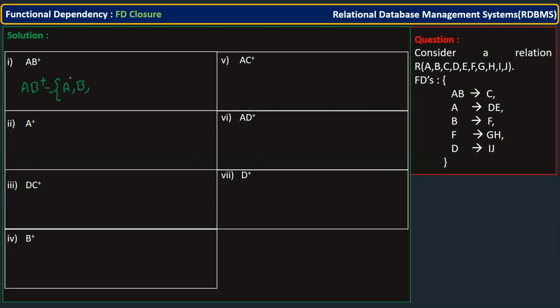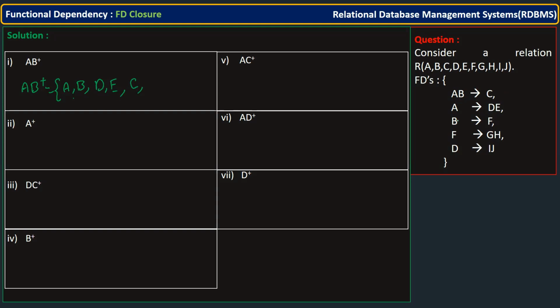Then who are all there in the set? A is there. So identify attribute A. Attribute A is deriving individually anything else? Yes, A is deriving DE. So you can note down D and E in the set. And after that, see A, B is there, right? So A, B together is also deriving C. This LHS part is already there in the set, so that is why the RHS you can include in the set.